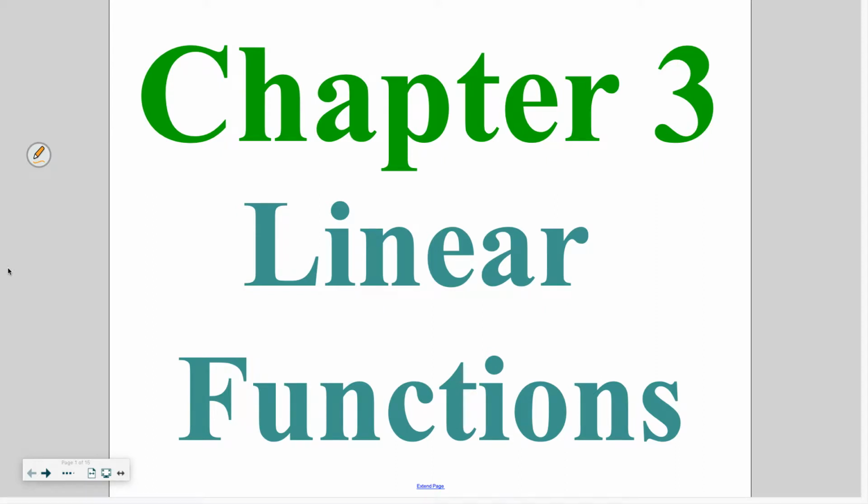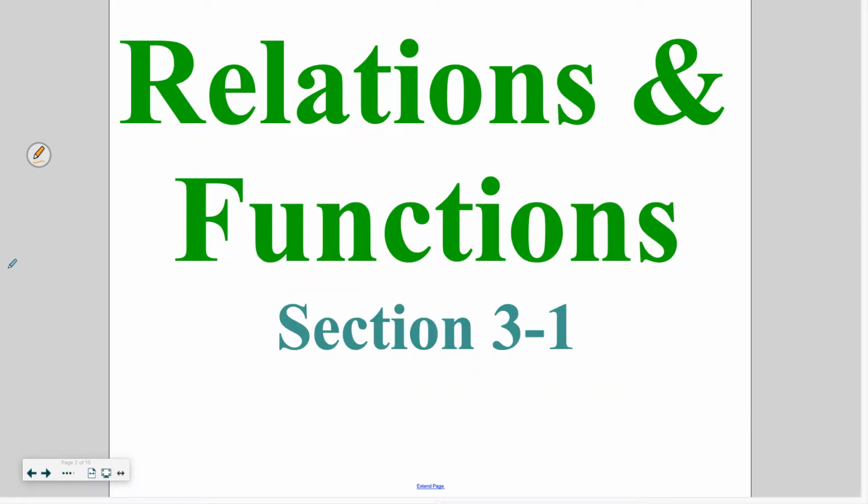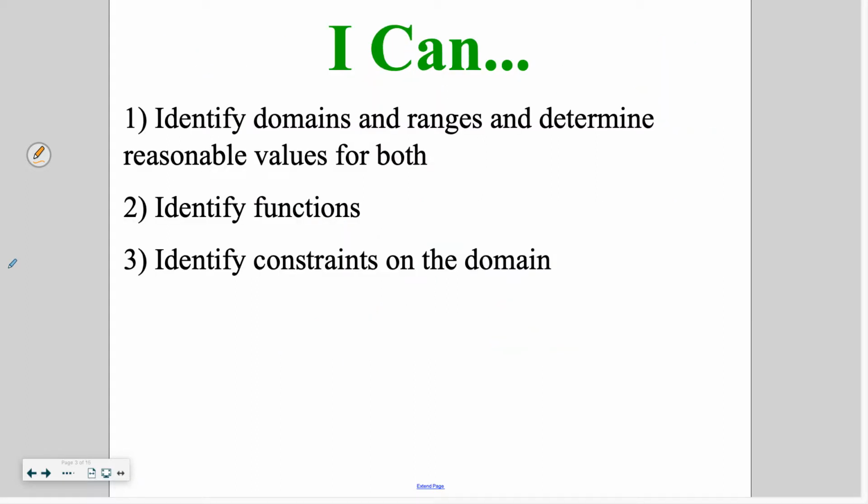Hello class, and welcome to Chapter 3, which is going to be all about linear functions. Today we're going to talk about relations and functions, and this is section 3.1. By the end of today's lesson, you will be able to identify domains and ranges and determine reasonable values for both of those concepts. You will be able to identify functions and identify the constraints on the domain.